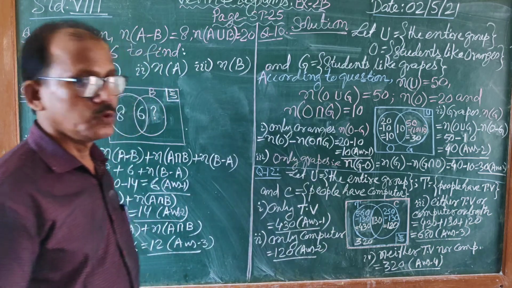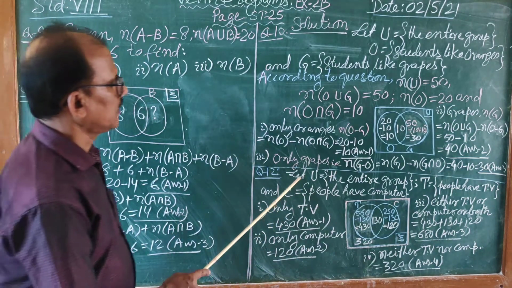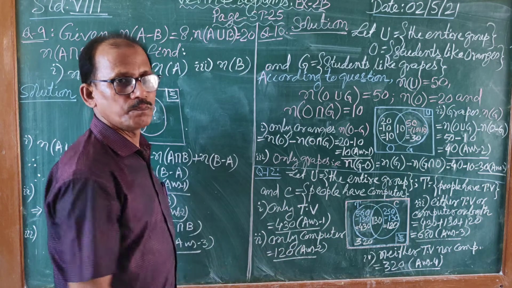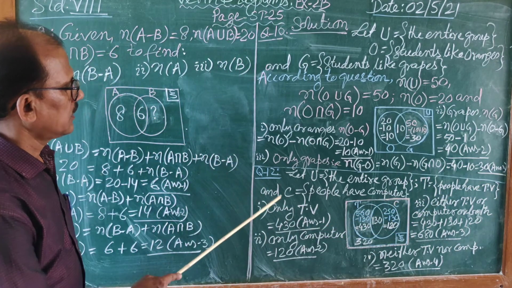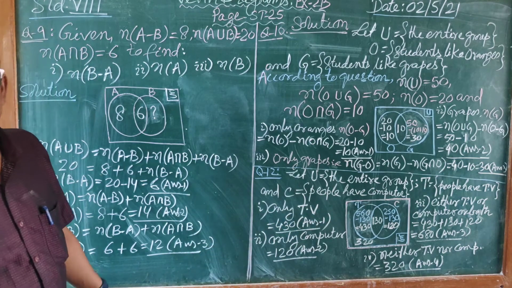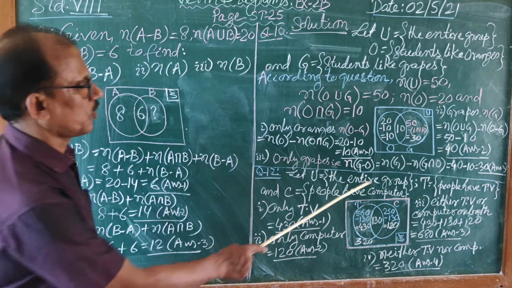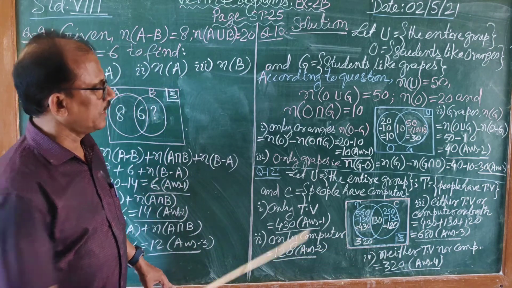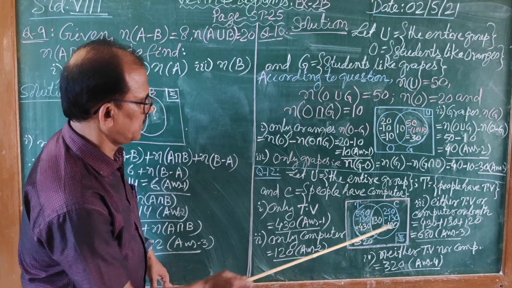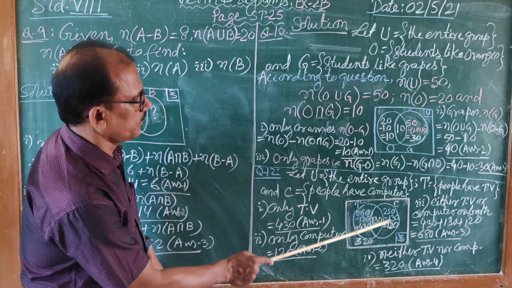Now what will you do? You will have to write down the statement. Let U be the entire group. P is the set of people who have TV. C is the set of people who have computer. Very simple. Now we draw the diagram. First you place the intersection part. Then you see how many have TVs.